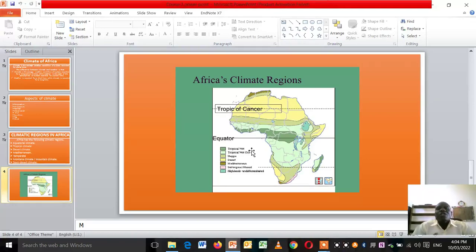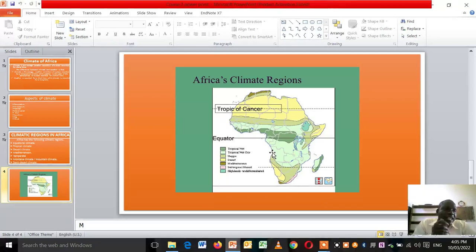Number 4, it has what we call a double maxima. And what does a double maxima mean? It means 2 periods or 2 seasons of heavy rainfall. Number 5, we can say that much rainfall is received throughout the year, most especially during equinox. And what do we know about equinox? Equinox is simply the period of the year when the sun is overhead the equator. And this occurs twice in a year. That is on 21st of March and 23rd of September.